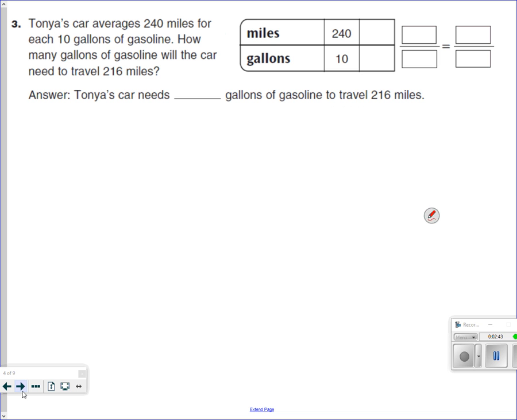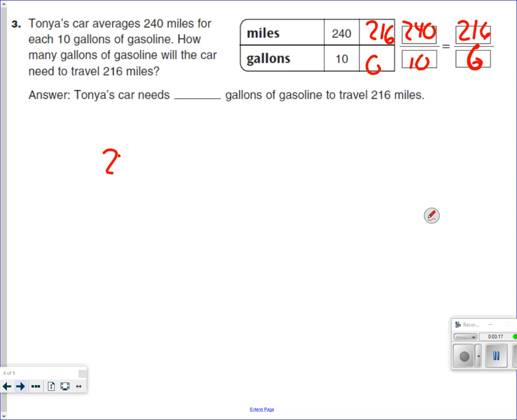Okay. Tiny's car averages 240 miles for each 10 gallons of gas. How many gallons of gasoline will the car need to travel 216 miles? Well, 216 is going to go up here. This will be G because we're trying to find out how many gallons that's going to be, okay? So when we write this problem out, it's going to look just like this. 240 over 10 equals 216 over G. This is a G, not a 6, I apologize, kids, okay?